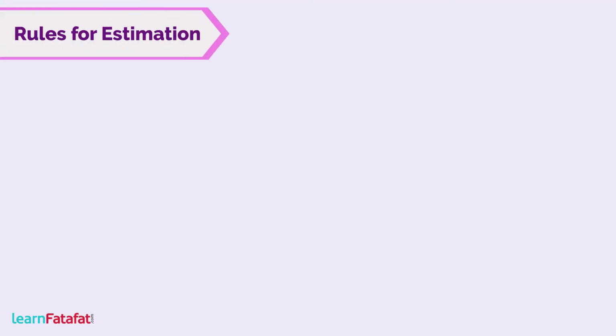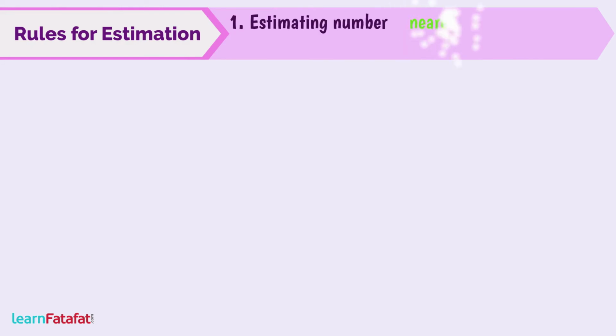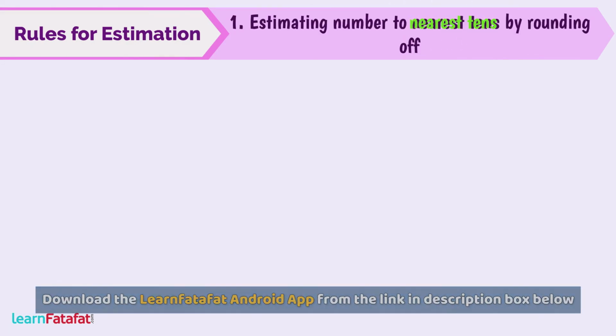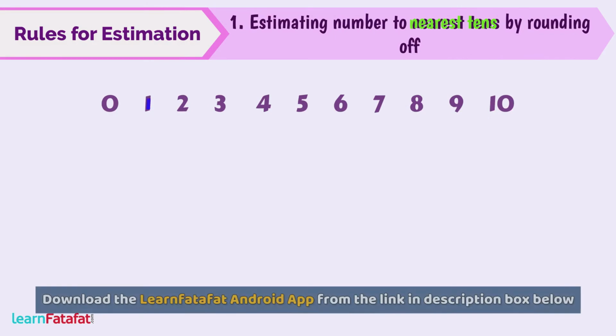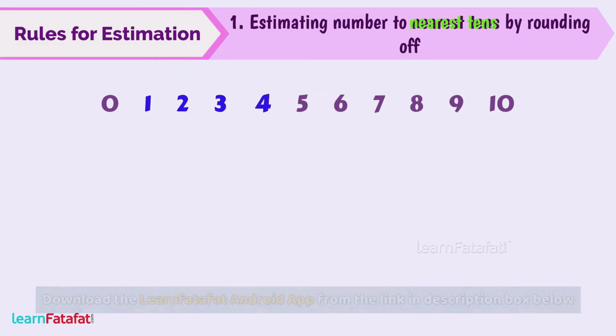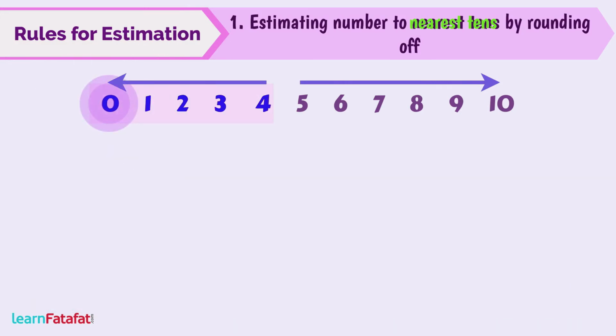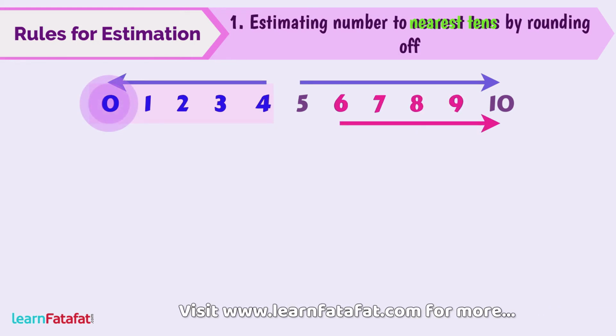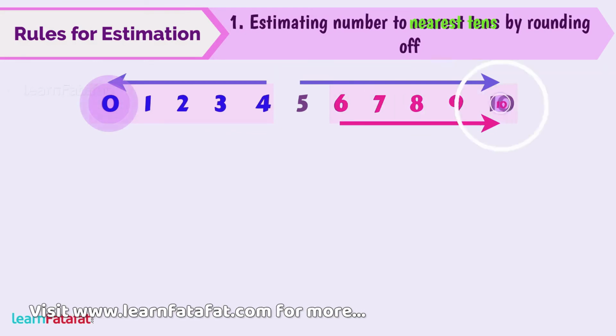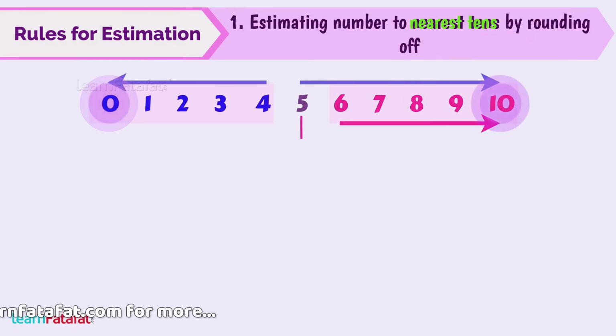Rules for estimation. Estimating number to nearest tens by rounding off. The numbers 1, 2, 3 and 4 are nearer to 0 than to 10. So these can be rounded off to 0. The numbers 6, 7, 8, 9 are nearer to 10 than to 0. So these can be rounded off to 10. 5 is rounded off to 10.